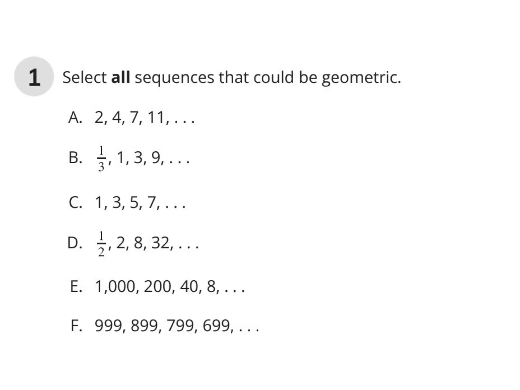Okay, let's look at the first problem here. Select all sequences that could be geometric. When we see the word all, that lets us know that there's more than one answer to the problem. So, let's go through each sequence and see which ones are geometric. Now, we know geometric sequences multiply or divide to get to the next term. So now that we know that, let's go through each one.